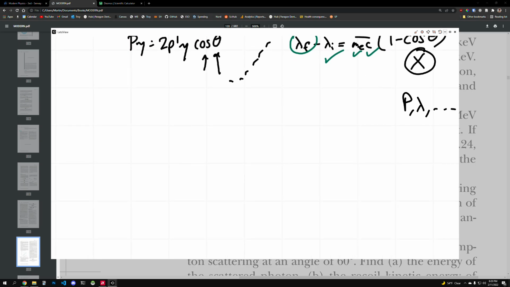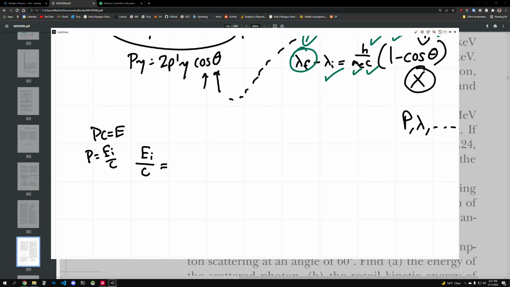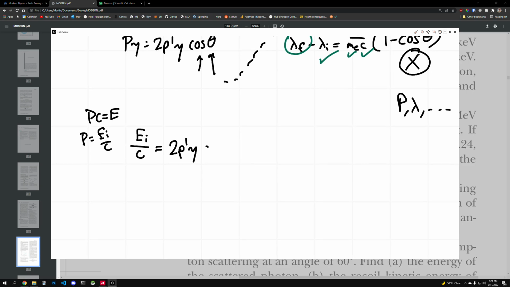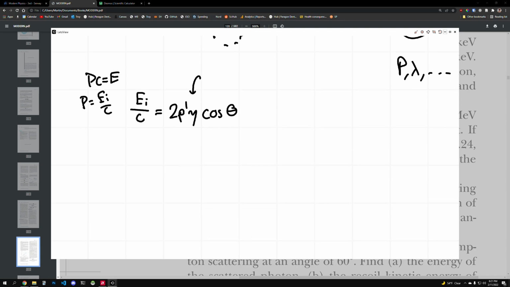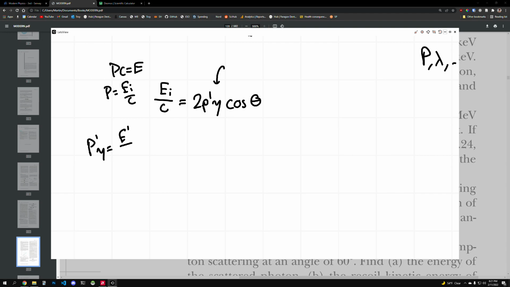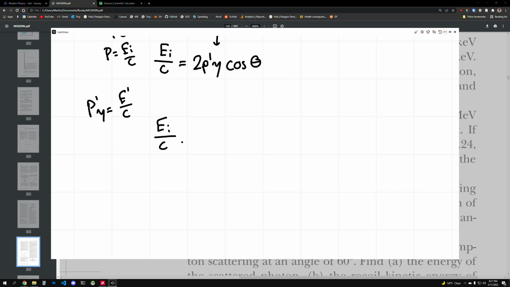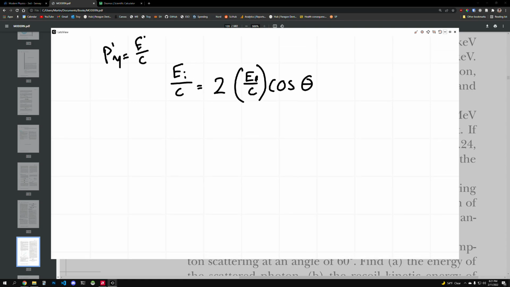So P gamma is equal to the energy initial all divided by C, right? Because PC is equal to E, so P is equal to EI over C. So EI over C is equal to, and I'm going to set that equal to 2P prime gamma cos theta. Well, I'm going to rewrite P prime gamma as E final over C. So EI over C is equal to 2 times E final over C, times cos theta. I'm going to solve for cos theta by canceling the C's first. I'm going to be left with EI over 2EF is equal to cos theta. All right, so far so good.